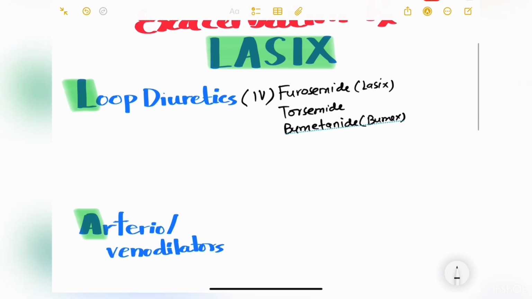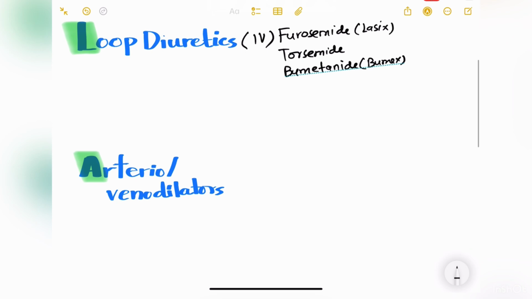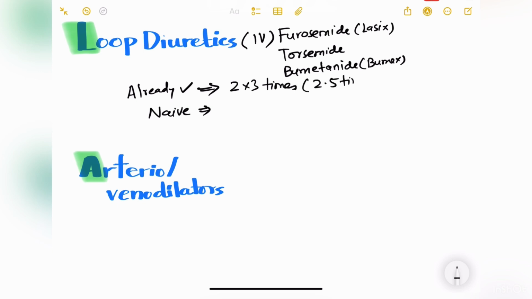So first of all, we need to know what should be the dosage of loop diuretic that we need to start in patients. There can be two kinds of patients. First, the patients who are already on diuretics at home, and the other ones are diuretic naive. If the patient is already on diuretics at home, we need to increase the dose by 2 to 3 times, or roughly 2.5 times. We need to convert the dosages as per the table that I have shown earlier.